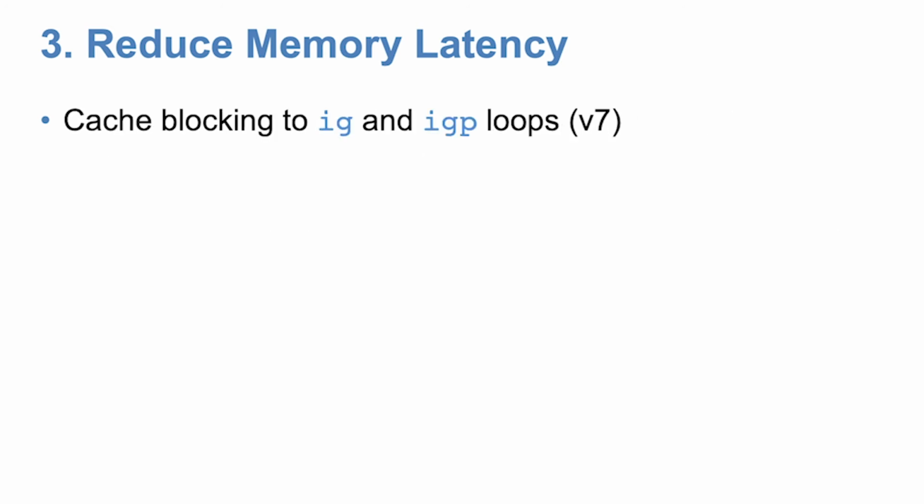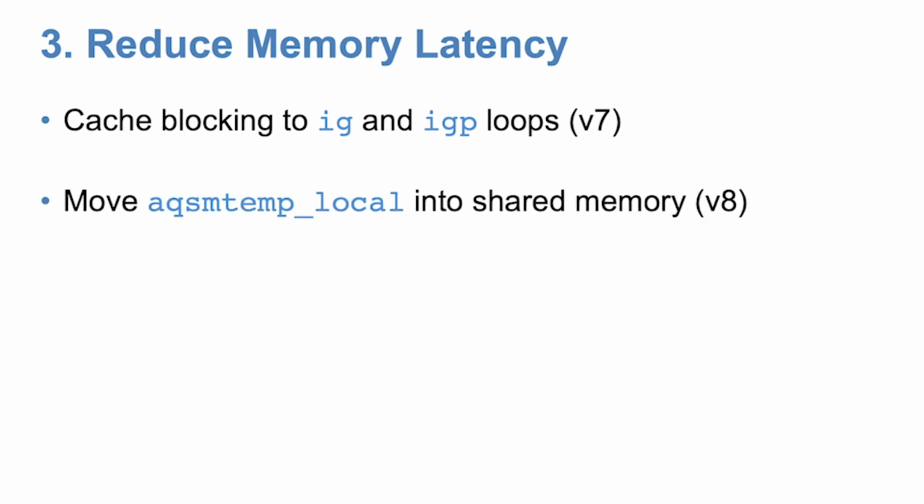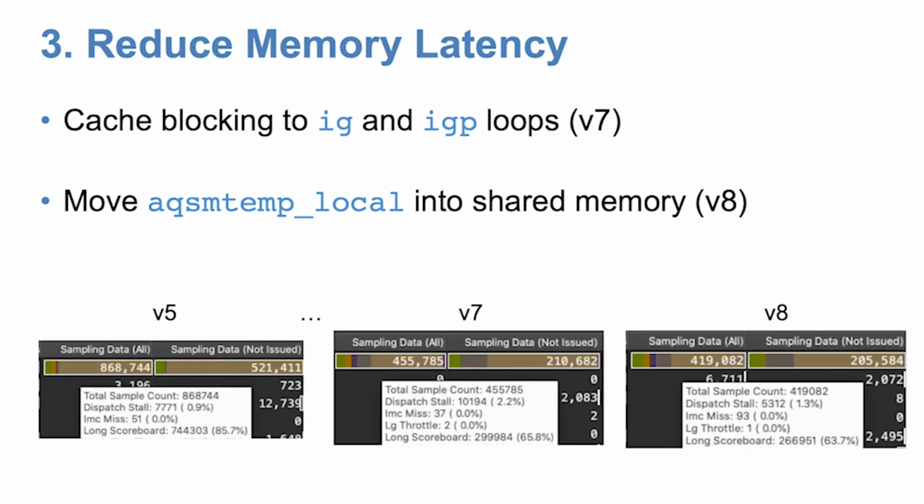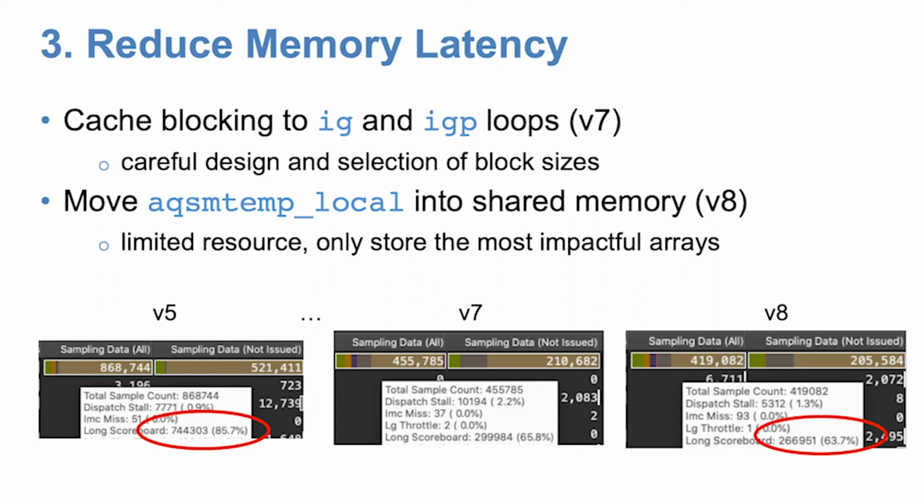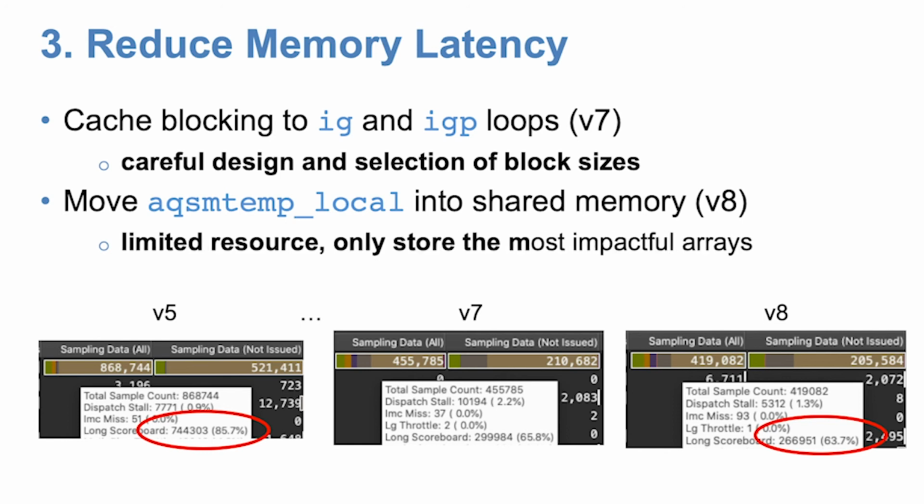So we have applied some cache blocking to the IG and IGP loops, and also moved a couple more arrays into the shared memory. This has helped reduce the memory latency from 85% in the fifth version to now 63%. Some extra care has to go into these two steps. For example, the block size in step 7 needs to be carefully tuned. Also, because the shared memory is a very scarce resource, we want to only put small arrays that are frequently used into the shared memory.